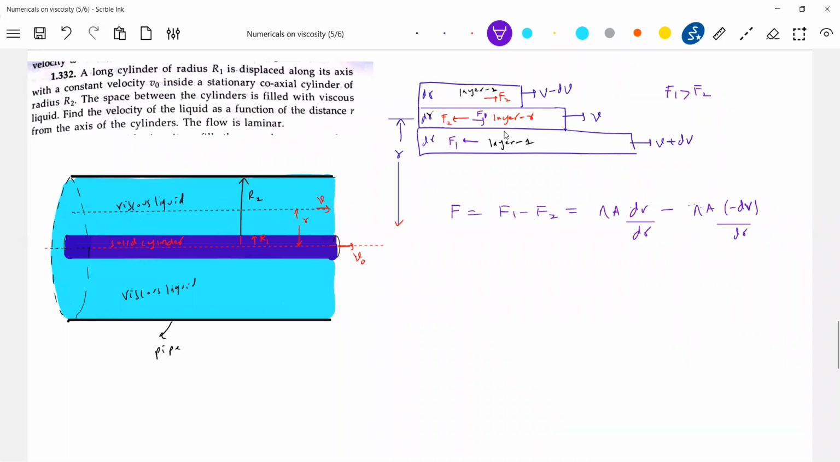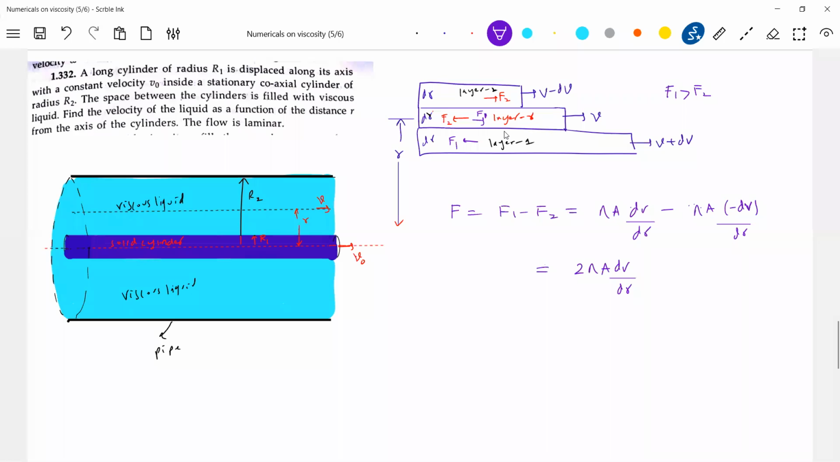Now please notice here, why do we have the negative sign? The difference in velocity will be dV. The difference in this velocity will be minus dV. This layer will have less velocity than this; this layer was having more velocity than this. The difference of that you have to take. So everything will now become 2 eta A dV by dr.